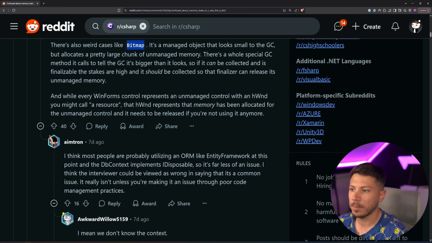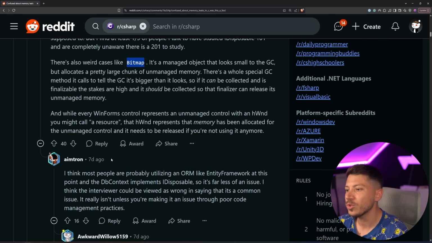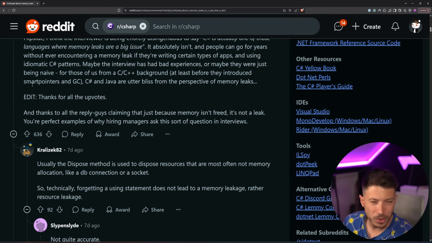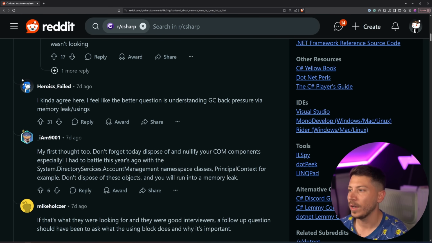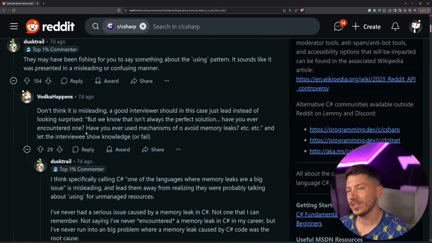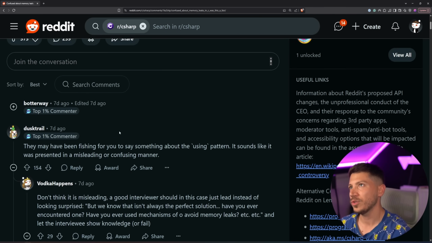I think most people are probably utilizing an ORM like Entity Framework, and the DB context implements IDisposable, so it's far less of an issue. Yeah, that's true. It's less of an issue in many cases, and even if you don't call it, it's very likely it's going to be collected anyway. But this is not about memory, this is about resources. I think the answer should focus on the question, it should be more about memory than just database stuff and the using pattern as mentioned here.